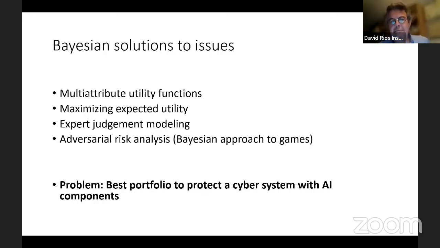So I'm going to talk on some solutions to those issues, or discuss some possible solutions. I shall explain topics that are not that frequently used in Bayesian conferences. So I'll talk a bit about utility functions and multi-attribute utility functions, emphasizing maximizing expected utility, expert judgment modeling, and adversarial risk analysis as a Bayesian approach to games. And the problem that we want to focus on is a strategic problem. We want to devise the best portfolio of countermeasures, security controls, etc., to protect a cyber system which has AI components. That's the problem that we want to address.